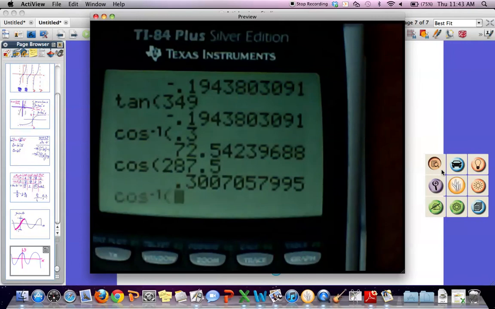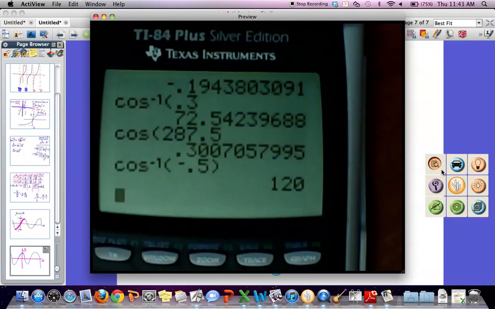So if I say the inverse cosine of negative 0.5, I'm going to get an answer that's in quadrant 2. It's 120 degrees. That's one of my answers. Where else is the cosine negative? Quadrant 3. You have to do a little thinking in your head to get the reference angle.